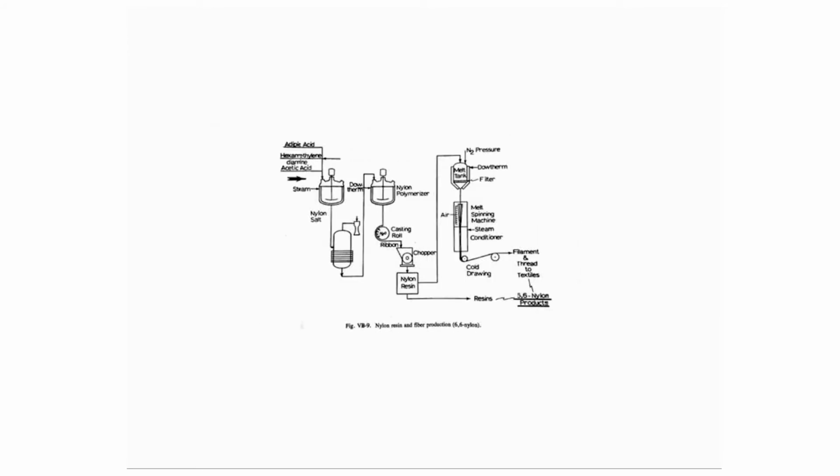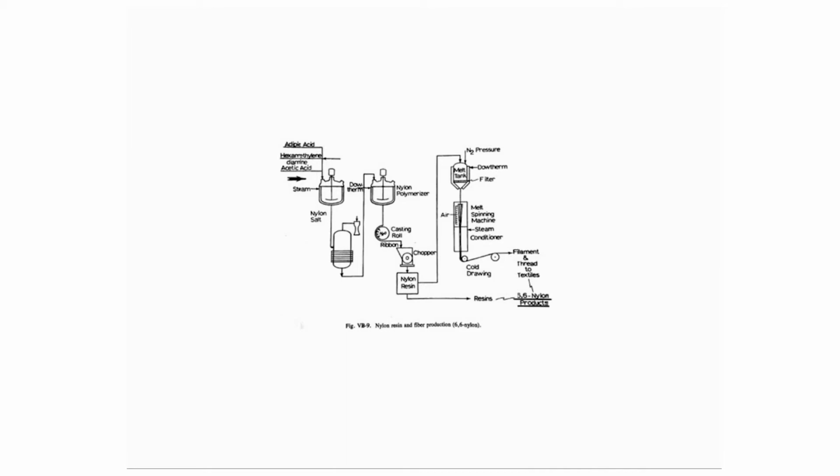So the polymer obtained from this is called 6-nylon because of the presence of only 6 carbon atoms in the basic nomenclature, whereas the previous one is called nylon 6,6. So these are the two methods to obtain 6,6-nylon and 6-nylon.